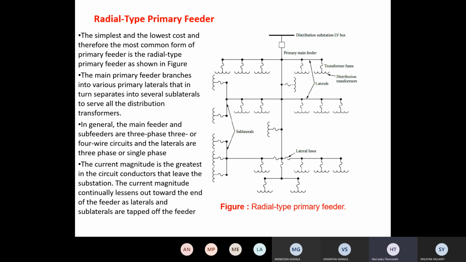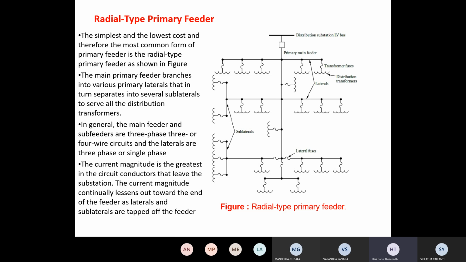Now, what are the different types of feeders? Most of the time the important question they ask is to explain the radial type primary feeder, sectionalized primary feeder or express feeder. A small diagram and two or three lines are enough. So very important.